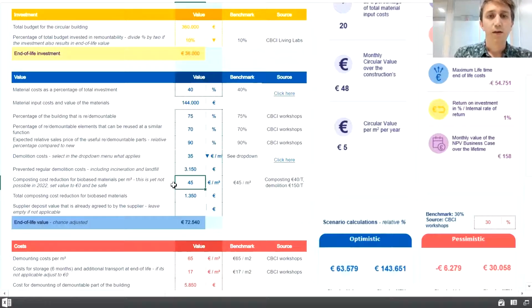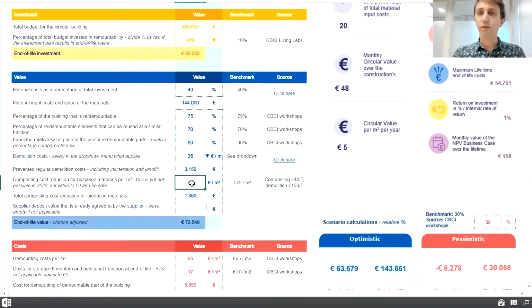Then composting costs. So why? Because if you demolish the building and part of it is bio-based, then composting is cheaper than demolition per ton. So the percentage that you use as bio-based materials can be a bit cheaper. As of this moment, composting of bio-based buildings is not possible because there's often a lot of materials in it that are not compostable, like nails and screws. This is why it's still at this stage not possible to compost it at a large scale. We expect this to be possible in the future, but if you doubt it, you can just leave it zero.